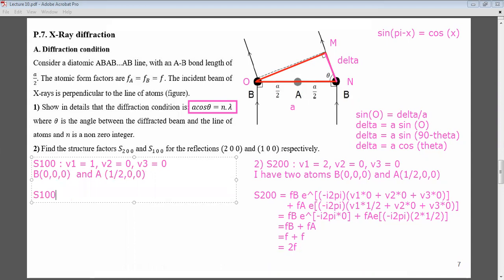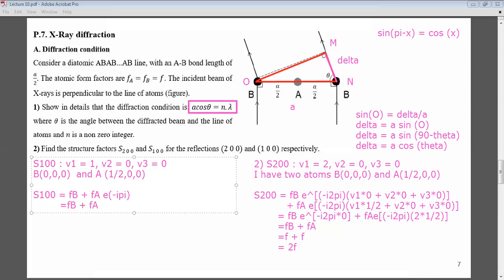Okay, so now I have S100. From the first atom, it will be 0 0 0 0, so I will get FB, and from the second atom I will get FA e to the minus i 2 pi into 1 times half. 1 times half is half, times 2 is 1. So I will get FA e to the minus i pi. Okay, this is what I will get, and this will give me FB plus FA e to the minus i pi.